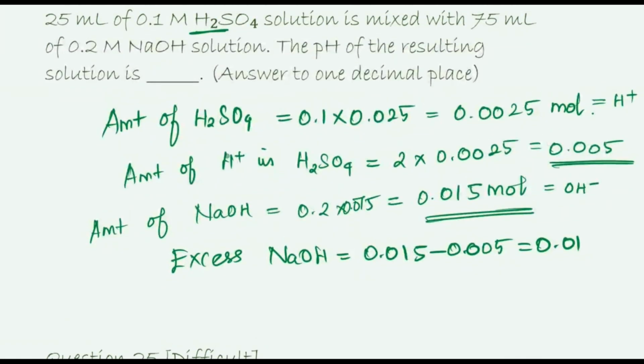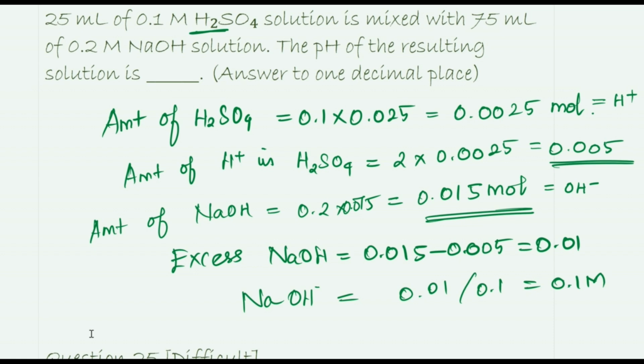divided by the total quantity. Here we have a total of 100 mL. So I'm just calculating the concentration of NaOH. So 0.01 moles divided by 0.1 liter. So that will become 0.1 molar. It's our NaOH concentration.